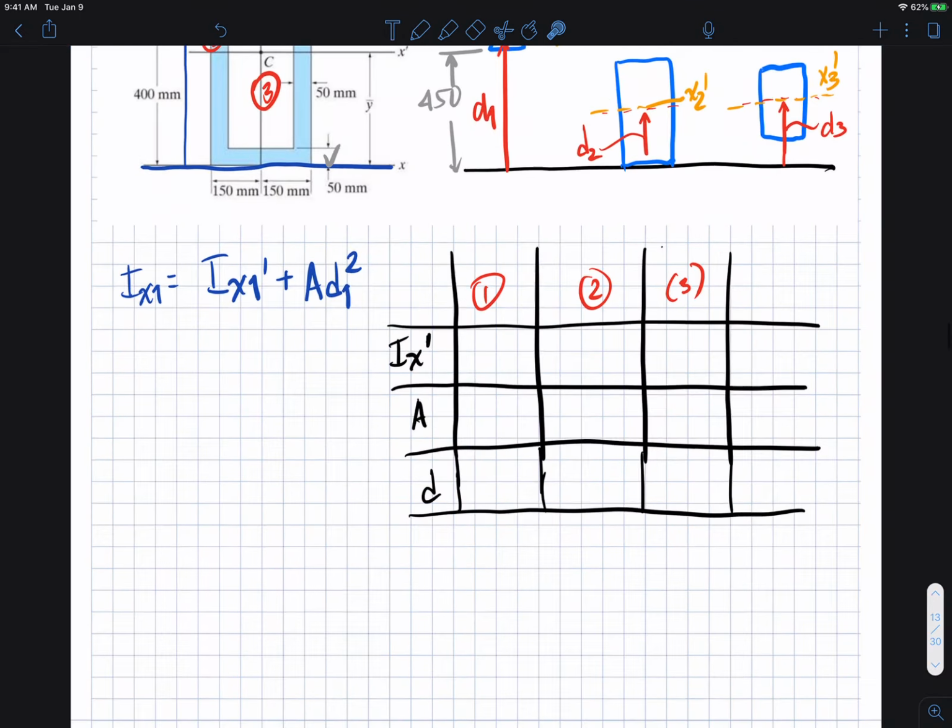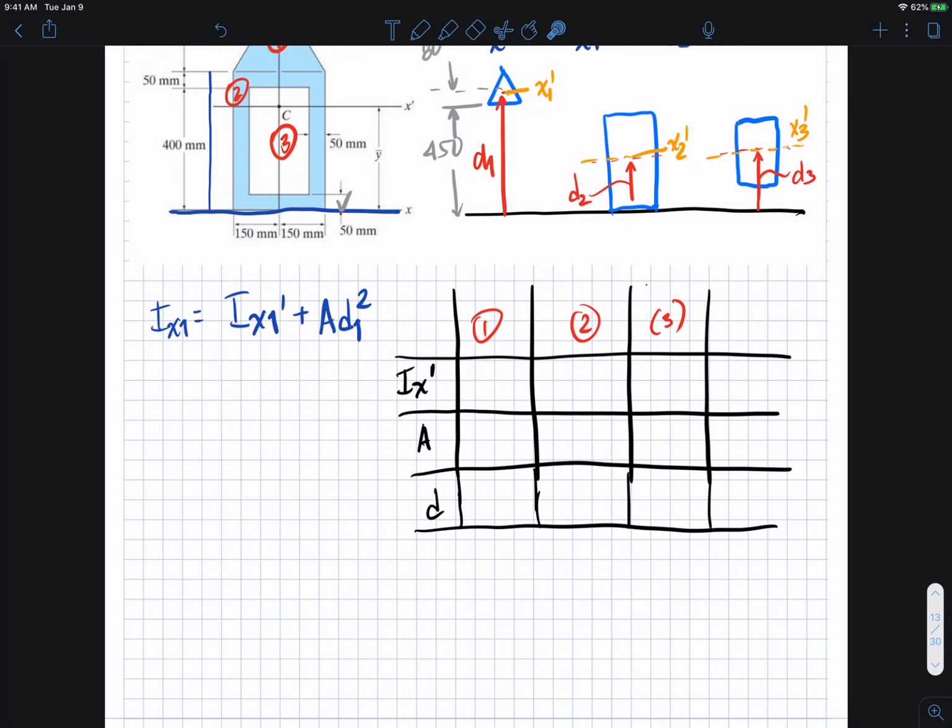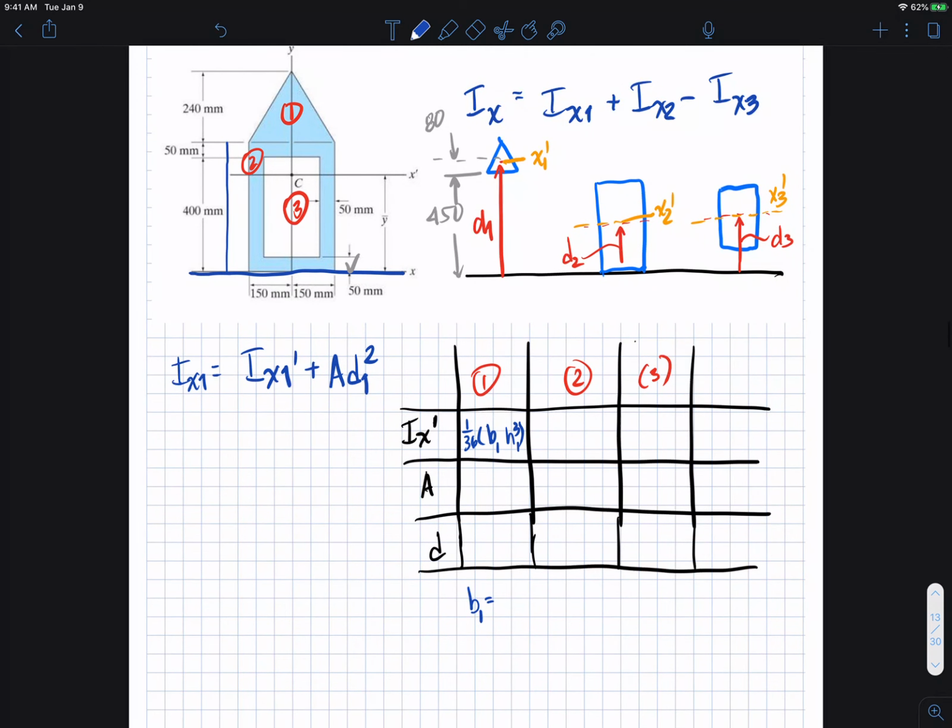So we are getting the prime ones, the centroidal moment of inertias. So when I put these in, I'm going to have 1 over 36, sorry, I squished this up, times the base of the triangle. So B1 H1 cubed. And here B1 will be equal to the base of the triangle, which is the 300. H1 will be equal to the height of the triangle, and that's all based on the table below.